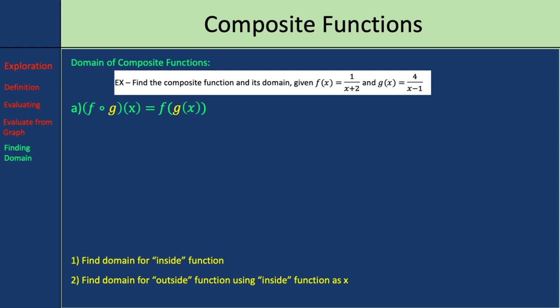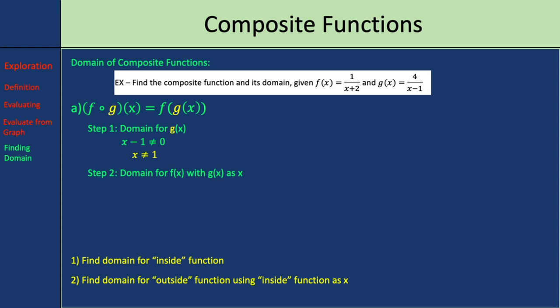So you do the domain of the inside function. So you look at g of x, I have x minus 1 at the bottom. So x minus 1 cannot be equal to 0, right? So the domain, x minus 1 cannot be equal to 0. And you solve for x. That's easy. X is equal to 1. And then step number 2, find the domain of the outside function using the inside function as x.